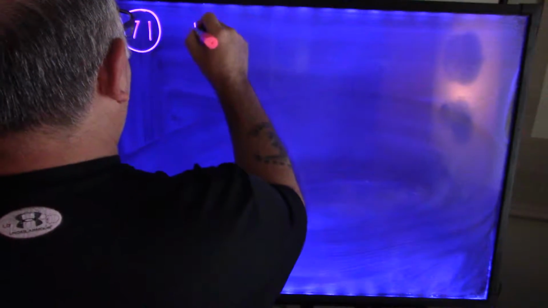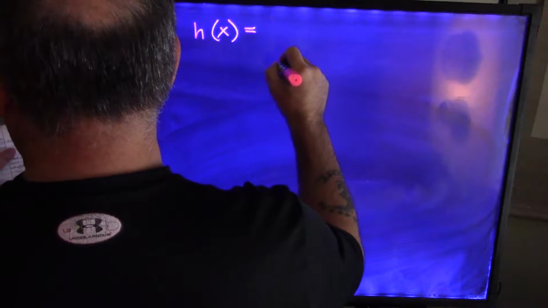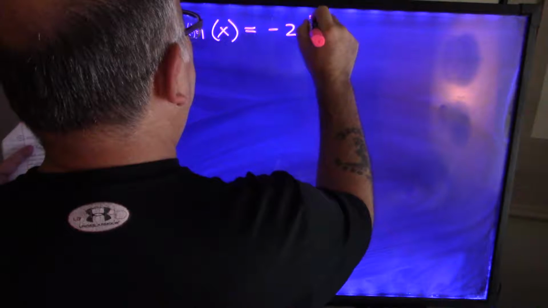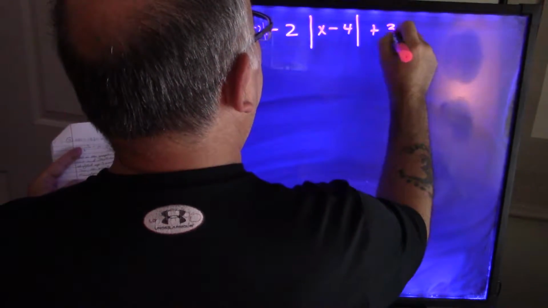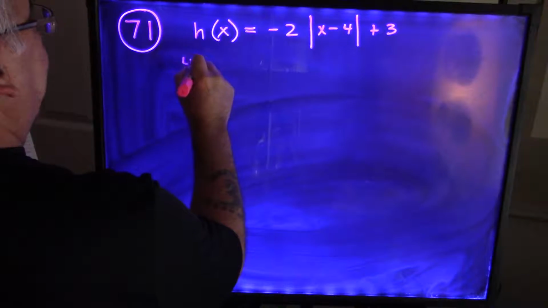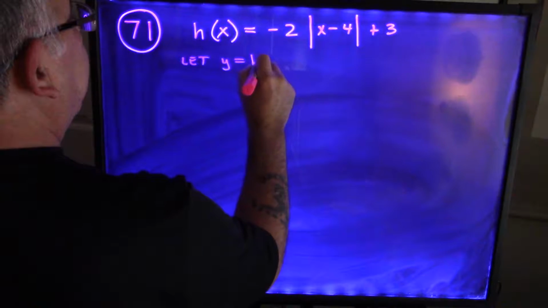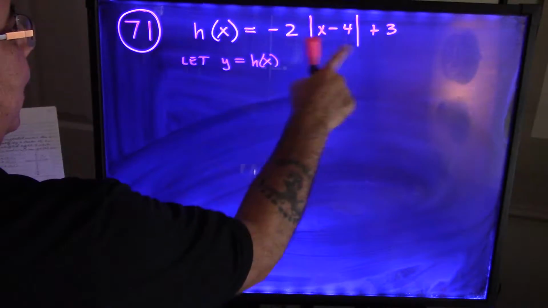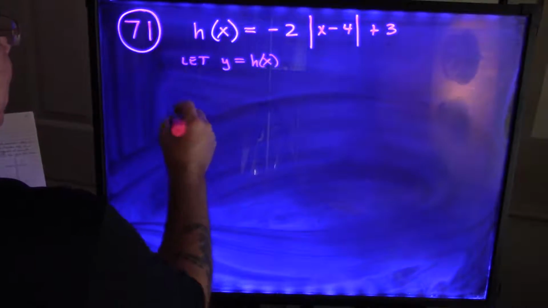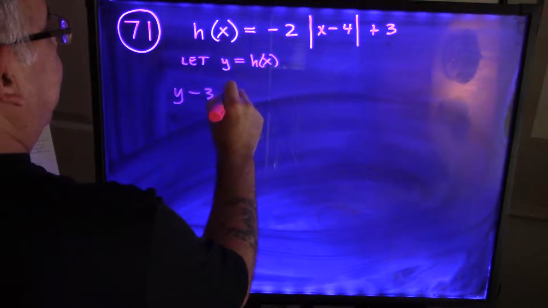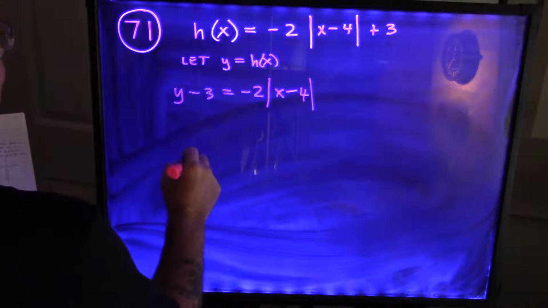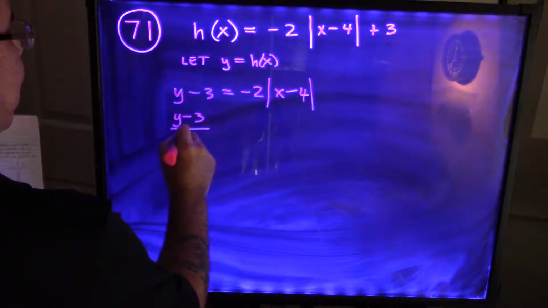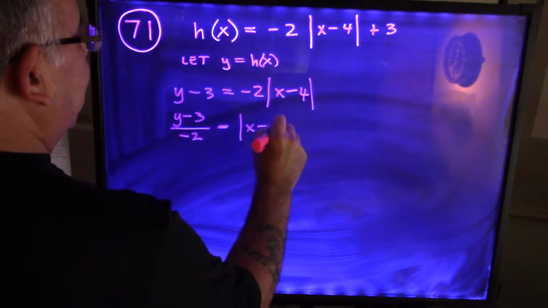Okay, number 71. Let's see, we've got h of x equals negative 2 absolute value x minus 4 plus 3. So I'm going to let y equal h of x. So I've got y equals all that, so I'm going to first subtract 3 from both sides. So you get y minus 3 equals negative 2 absolute value of x minus 4. And then I'm going to divide both sides by negative 2. All right, so you've got y minus 3 all over negative 2 equals absolute value of x minus 4.